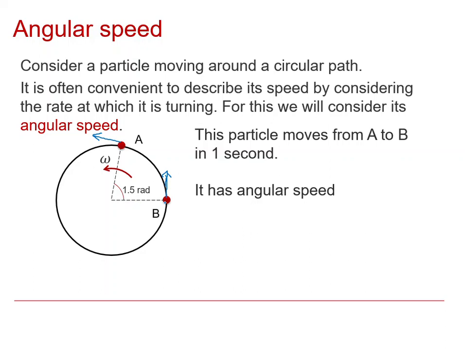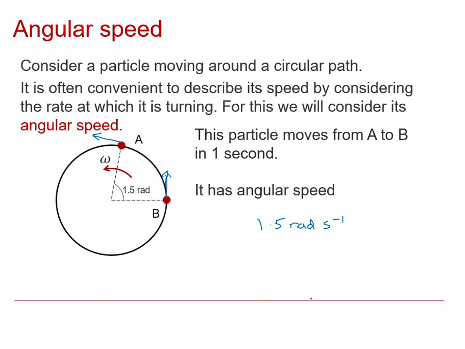So instead of thinking of the distance covered along the circumference, we think in terms of the angle that's opened up as the particle moves round. In this case, an angle of 1.5 radians is covered in 1 second, so its angular speed will be 1.5 radians per second. That's the normal way an angular speed is expressed, in terms of radians per second, and there will be a consequence of that, as we'll see in a moment.